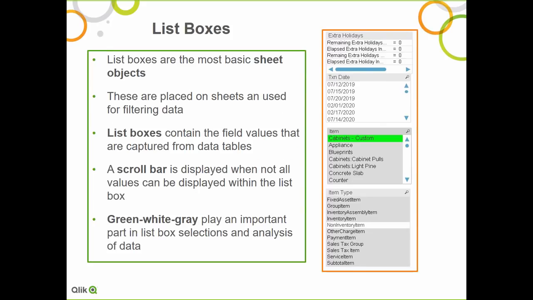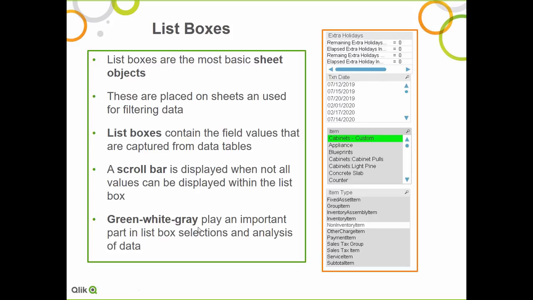List boxes are a special type of filtering mechanism. We basically get them from fields that come in from tables, and what we do is we put them on our sheet, and they're called sheet objects. So list boxes will basically show you some of the field values. For instance, in the item list box, you see all the list box values for the item. For the transaction date, you will see all the transaction dates in this list box. If you do not see all of the values in the window, you have a scroll bar on the right hand side that will allow you to see the other values.